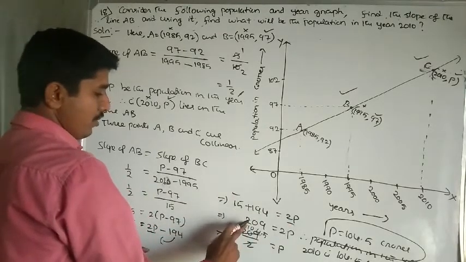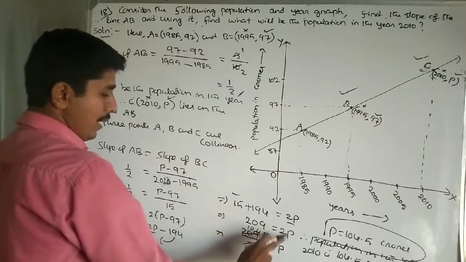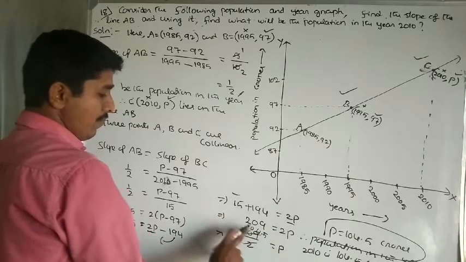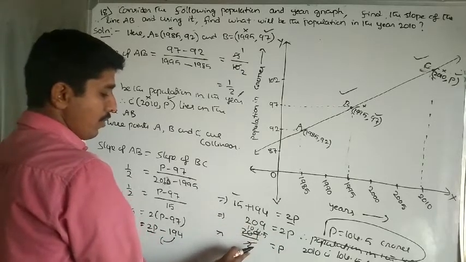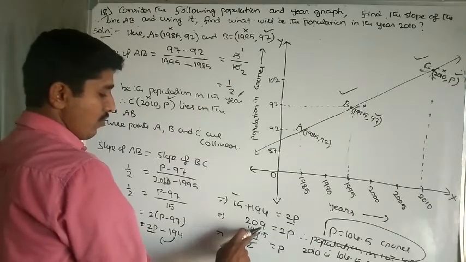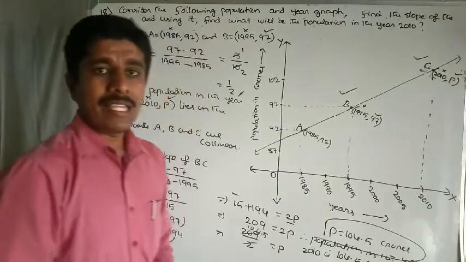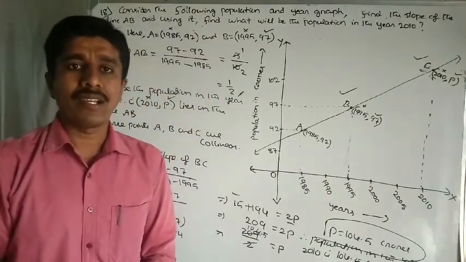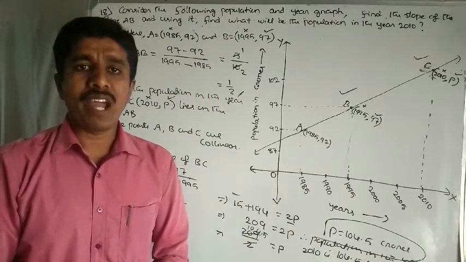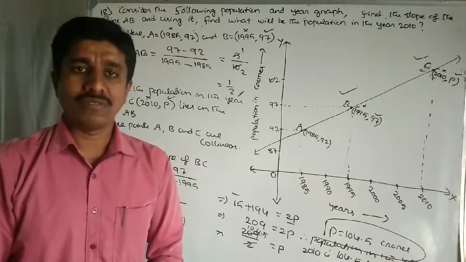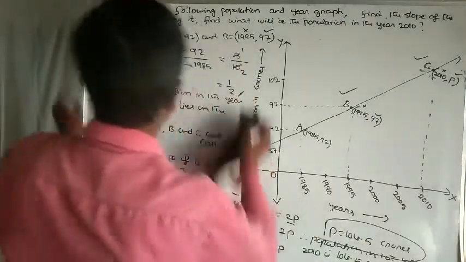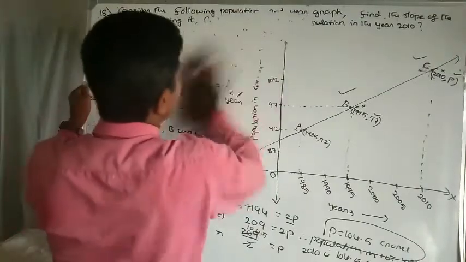Adding these two, we get 209 equal to 2P. Then P equals 209 divided by 2. Clearly 2 ones are 2, 0 is 0, 2 fours are 8, then 0.5. P equals 104.5. Clearly the population in the year 2010 is 104.5 crores. So now go to the last problem of the exercise.